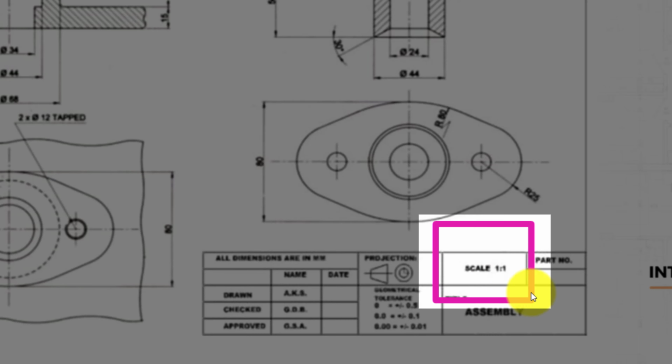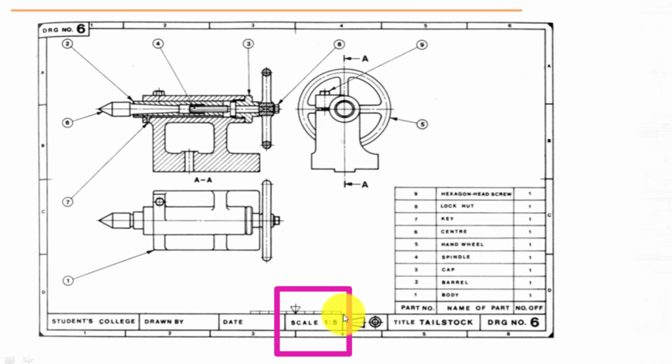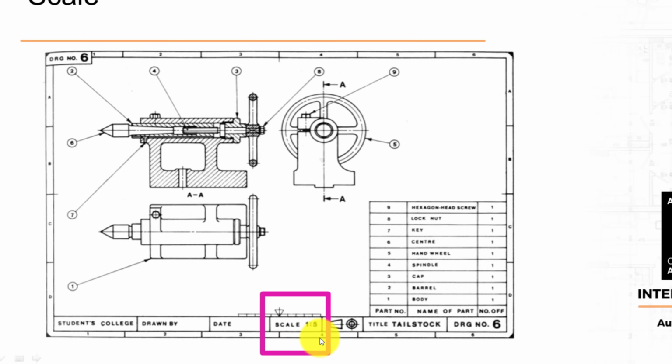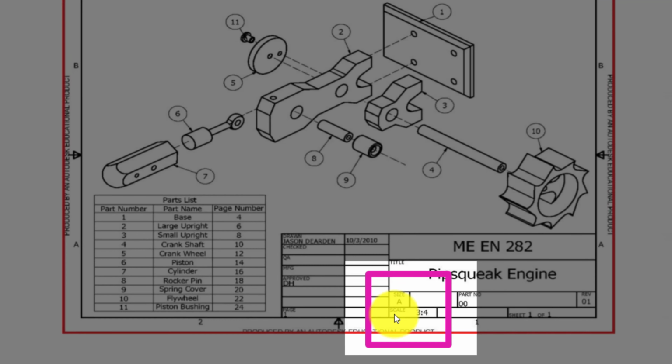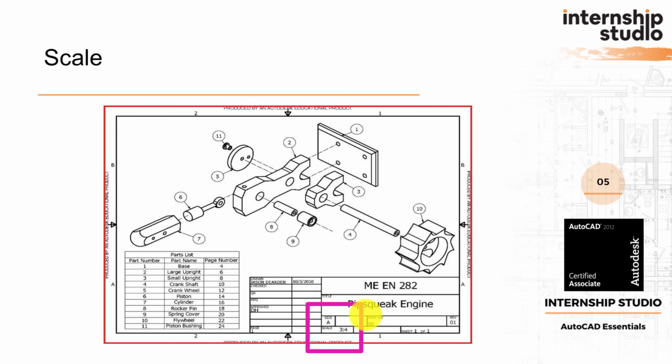Scale 1 is to 1, it will be written. In some places it will be written scale 1 is to 5. In some places it may be written scale 3 is to 4. In every engineering drawing, you can find this scale and some values.